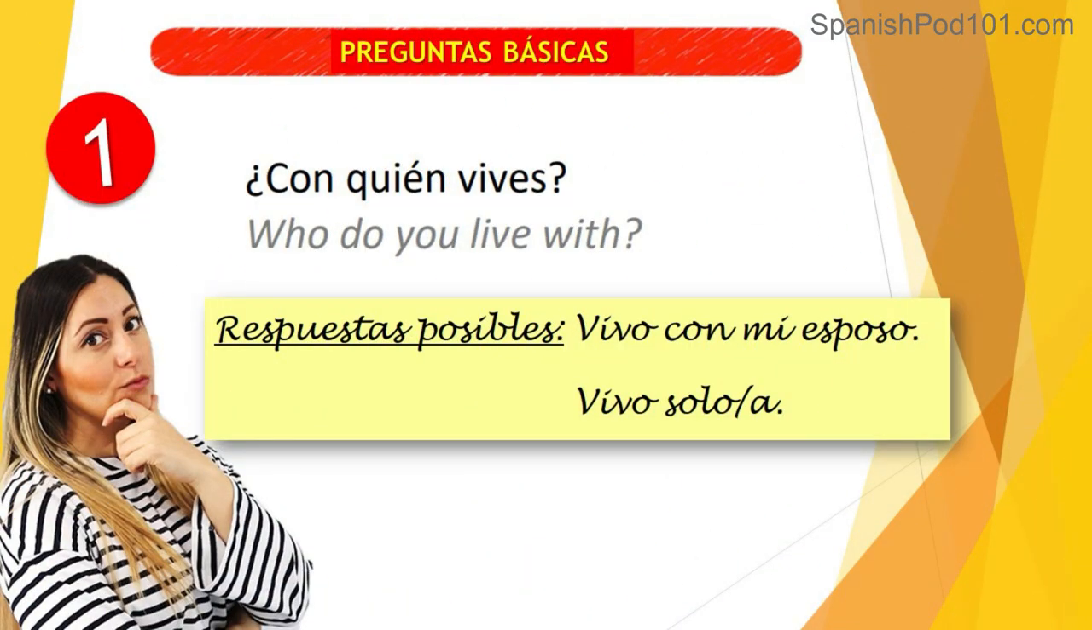Muy bien, perfecto. Now let's move to the part where we ask basic questions about you and your family in Spanish. Pregunta número uno. ¿Con quién vives? Who do you live with? Here are a few possible answers. Respuestas posibles. Vivo con mi esposo, o vivo con mi esposa, vivo solo, vivo sola, vivo con mi familia, vivo con mis padres, etc.